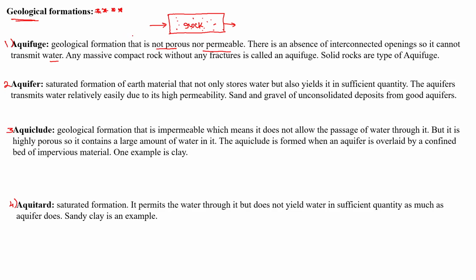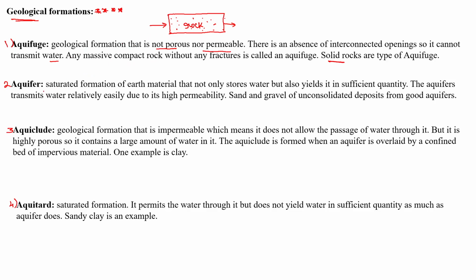So this type of formation is called an aquifuge. One example is solid rock. It does not contain any pores, or if some pores are available, then whatever water you pour on top of its surface will percolate downwards. Since this type of structure doesn't have pores, it won't permit water through it. So these types of formations are called aquifuges.